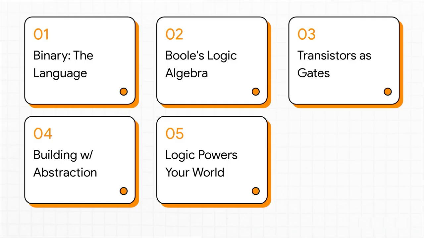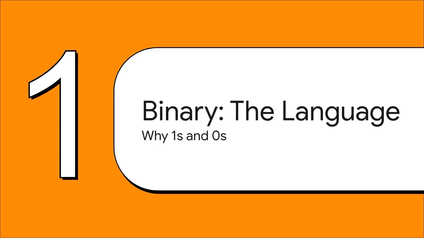So here's our game plan. We're going to break it all down. First, we'll look at binary, the language of computers. Then we'll jump back in time to meet George Boole and his algebra of logic. After that, we'll connect it to the real world with transistors and logic gates. Then the really cool part, how we build complex stuff from simple parts. And finally, we'll see how this powers, well, everything you do. All right, let's dive into section 1.